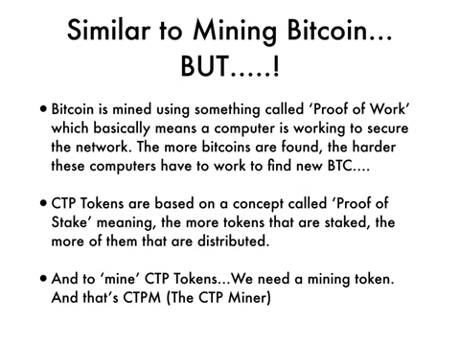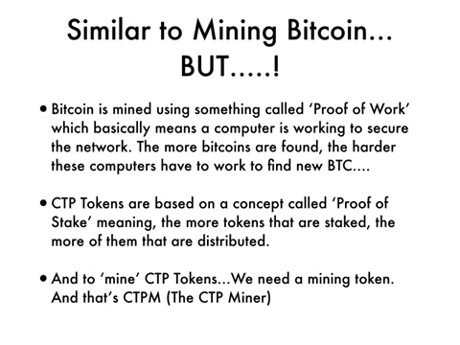So similar to mining Bitcoin, and there's a big but, because there's two fundamental types of technology we're going to be discussing right now. I'm just giving you a really basic overview of it so you don't get too confused. In a nutshell, Bitcoin is mined using something called proof of work. And basically this means that a computer is working to secure the network. And the more Bitcoins that are found on that network, the harder these computers have to work to find new Bitcoin. That's proof of work. And that's why some Bitcoin mining rigs can be in the thousands, if not tens of thousands of dollars, because these computers need to be focused on one task and one task only, and that's securing the Bitcoin blockchain.